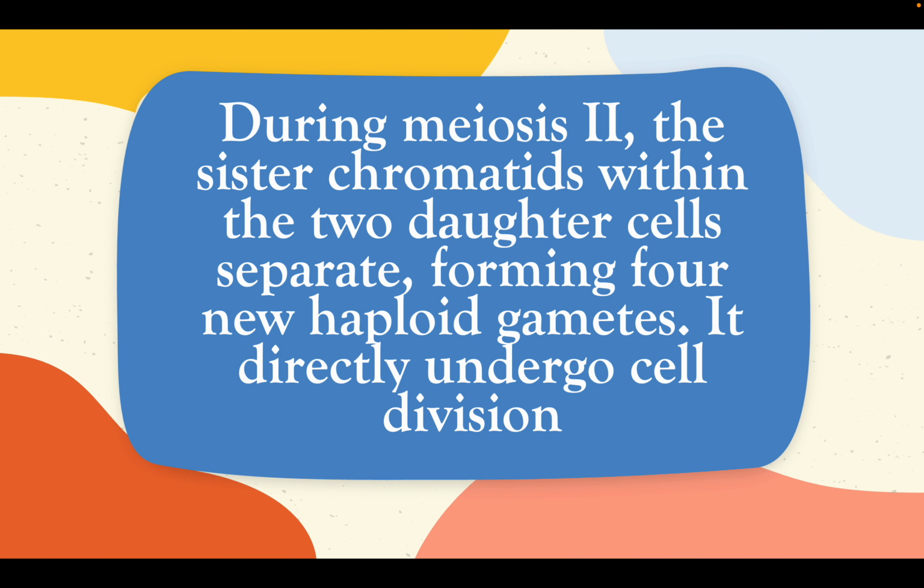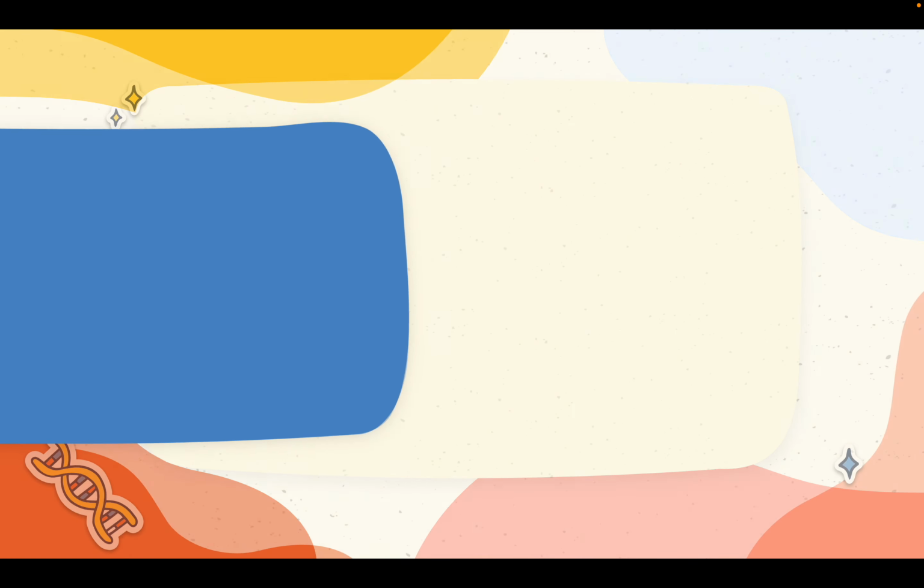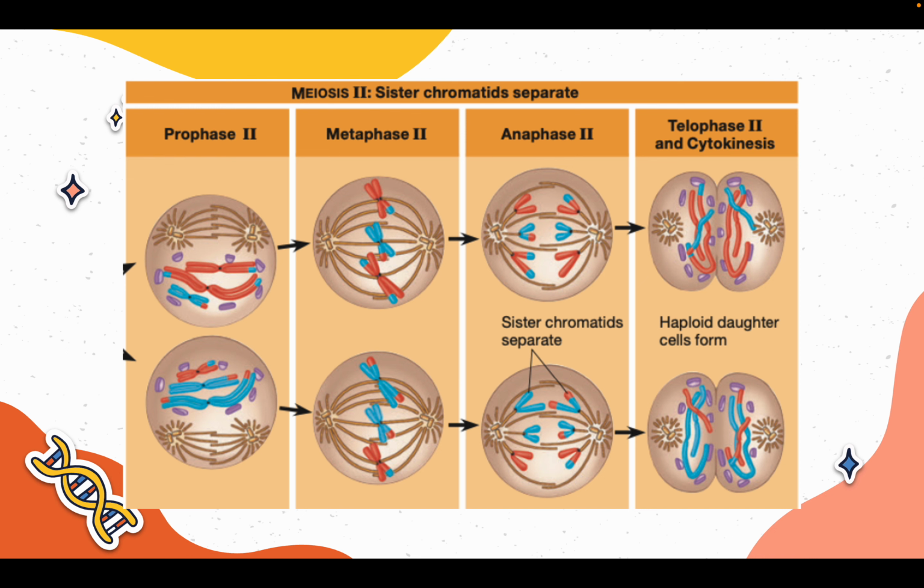During meiosis 2, the sister chromatids within the two daughter cells separate, forming 4 new haploid gametes. It directly undergoes cell division. We can see here an illustration about meiosis 2. It involves prophase 2, metaphase 2, anaphase 2, telophase 2, and cytokinesis. So this meiosis 2 is like mitosis. Okay?